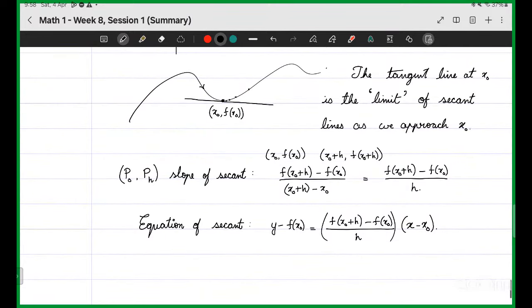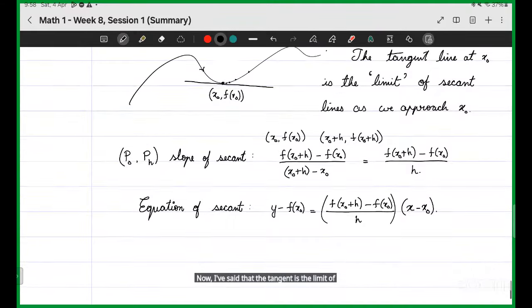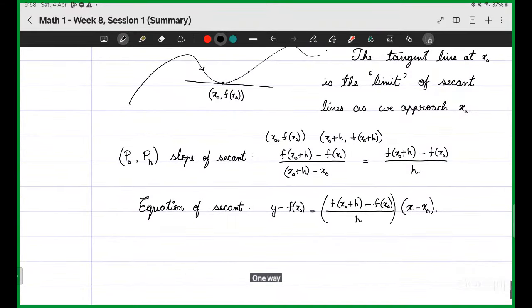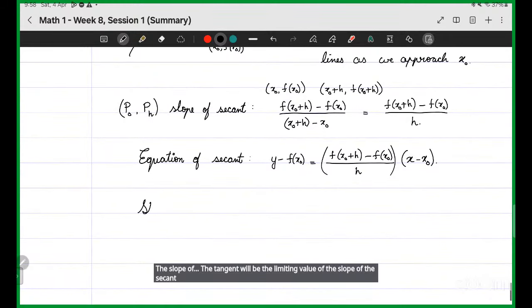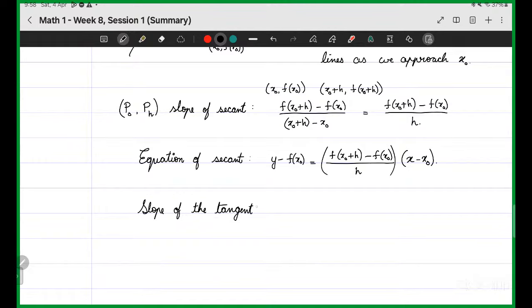Now, I've said that the tangent is the limit of the secant. So one way to properly write that is the slope of the tangent will be the limiting value of the slope of the secant. So what is the slope of the tangent then? The limiting value, as we approach the point, of the slope of the secant. This part I didn't get. Slope of the tangent is.